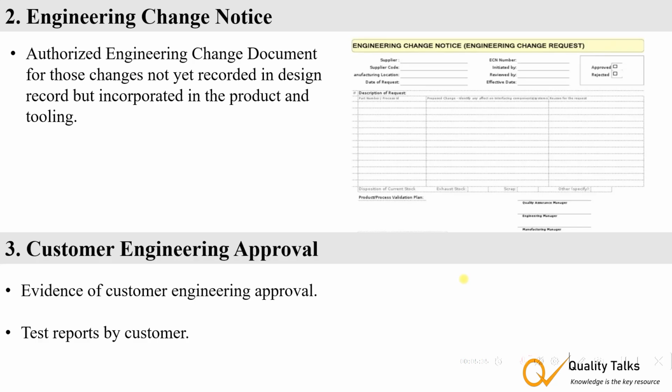The third document is customer engineering approval. If customer engineering has approved some engineering details which are not a part of the design record or engineering change document, then a customer engineering approval document is required. It can be test reports by the customer also.